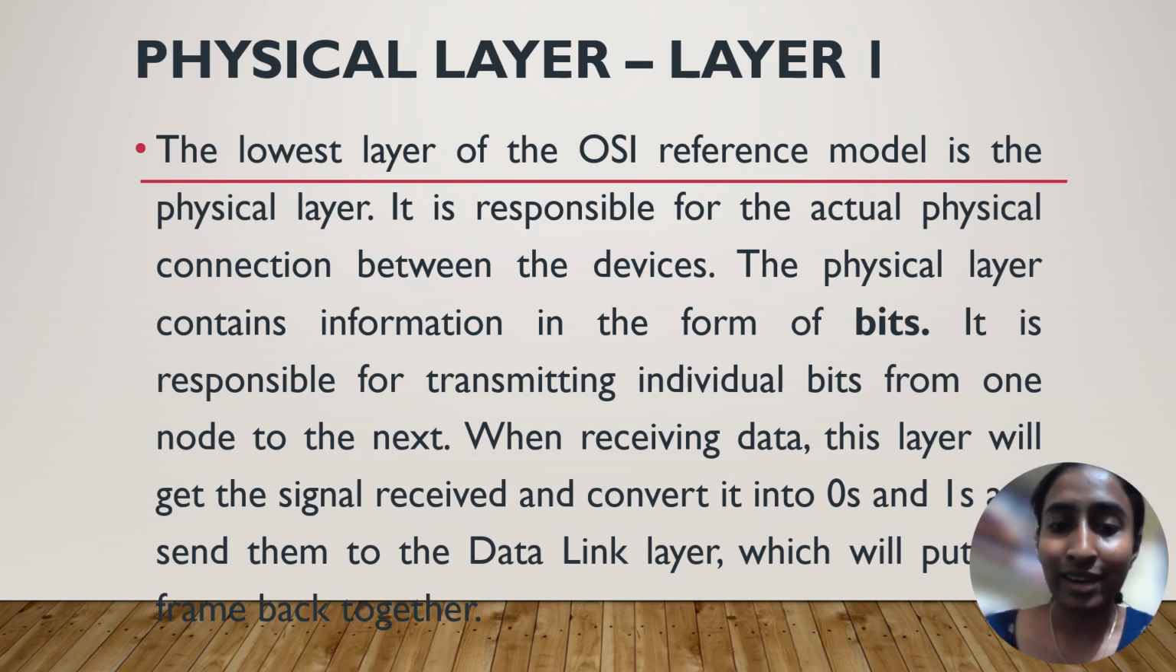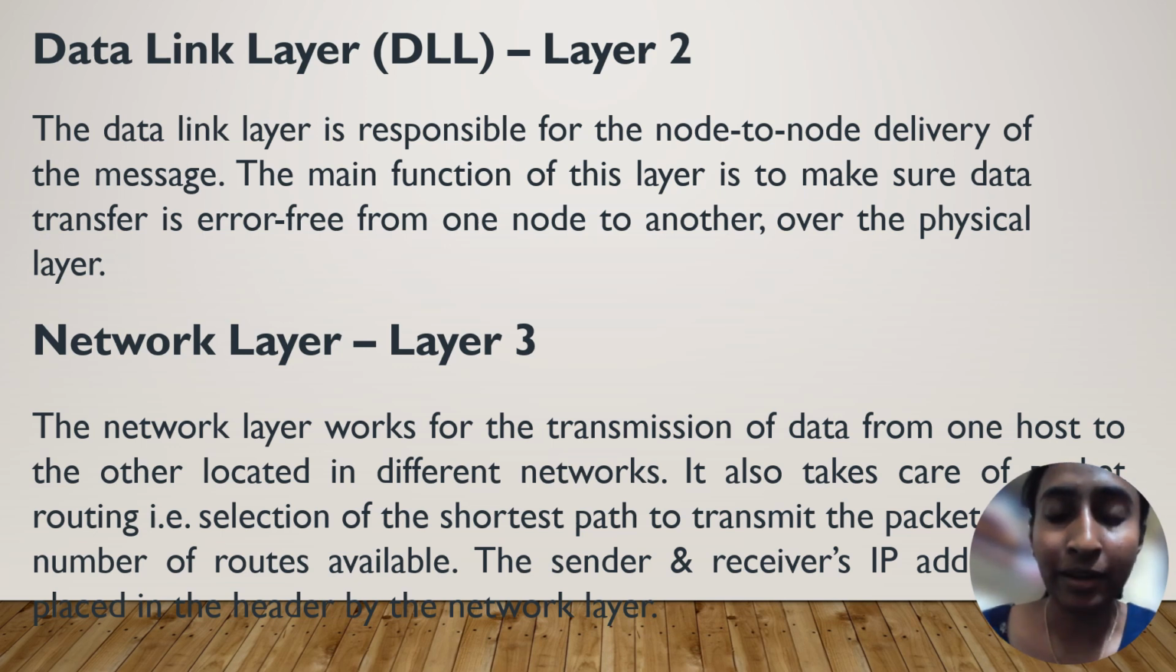So the next layer is the data link layer, that is layer 2. The data link layer is responsible for the node to node delivery of the message. The main function of this layer is to make sure data transfer is error free from one node to another over the physical layer.